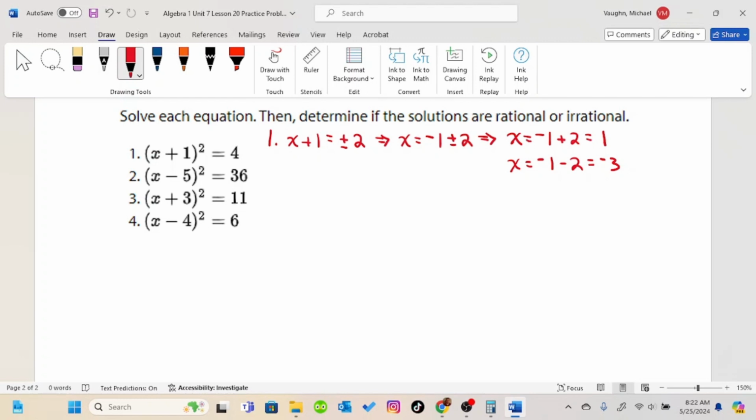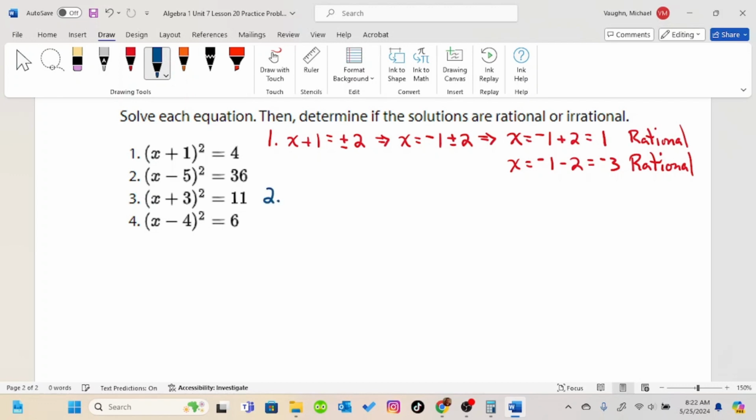1 is a rational number. Whole numbers are rational numbers. Negative 3 is also a rational number, again because whole numbers are rational numbers. They can be written as themselves over 1.